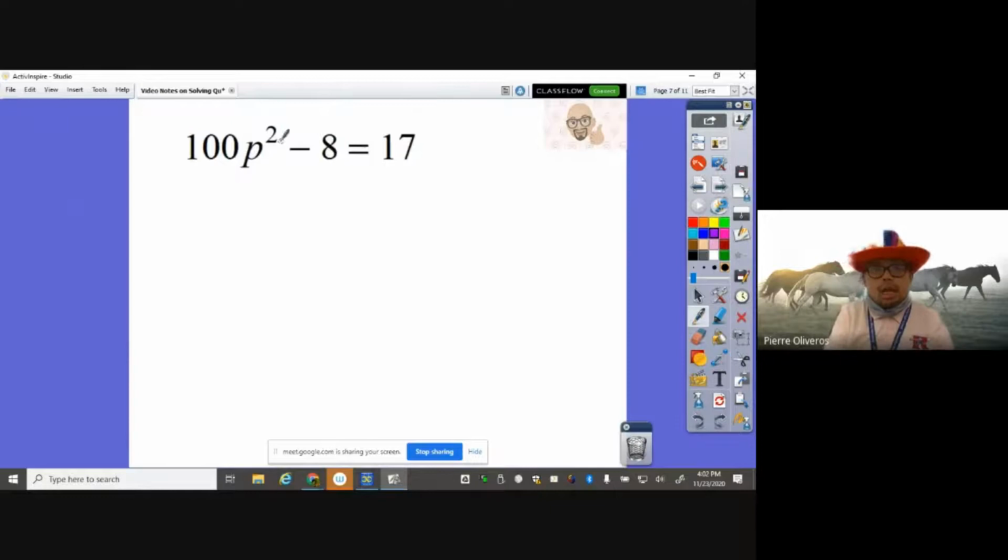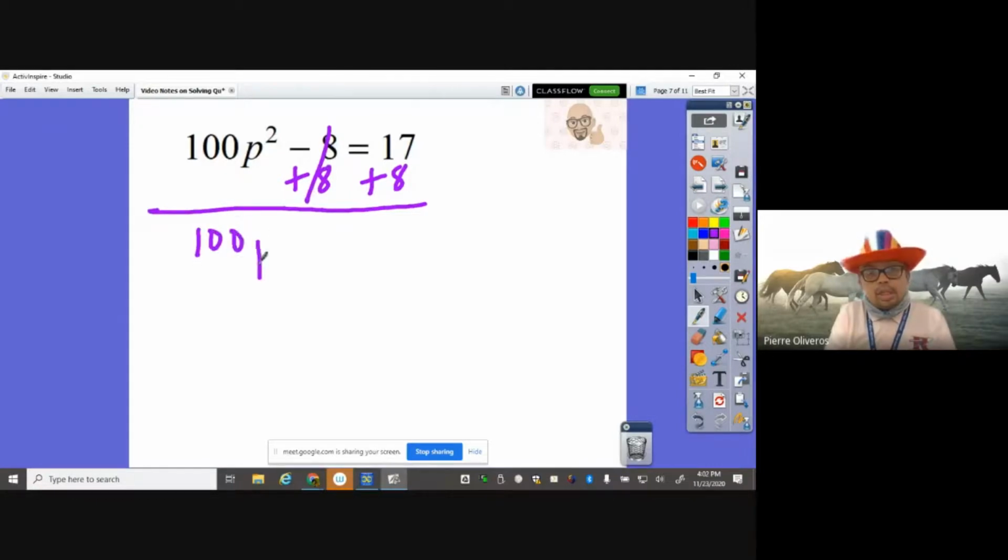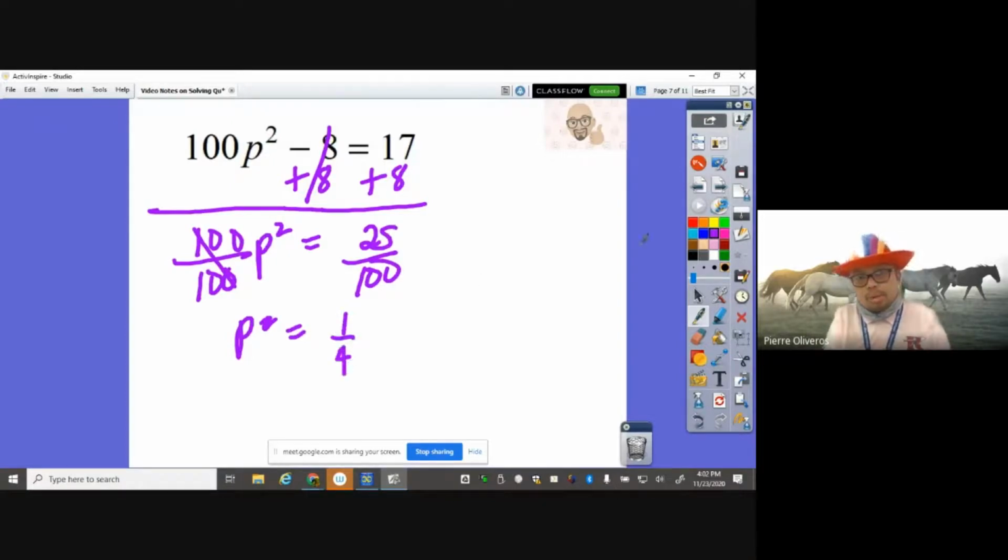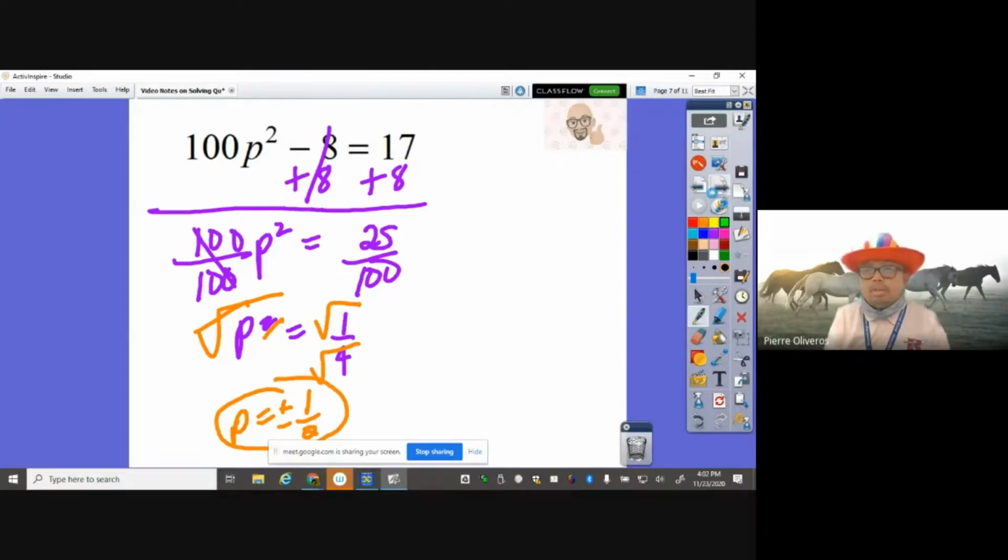Next here is 100p squared minus 8 is equal to 17. You add 8 here, add 8 there. Cross it out. 100p squared is equal to 25. Divide by 100. p squared, what's 25 over 100? That's going to be 1/4. Okay, now take the square root. This crosses out, that gives you p. What's the square root of 1? 1. What's the square root of 4? 2. So the answer is plus or minus 1/2.